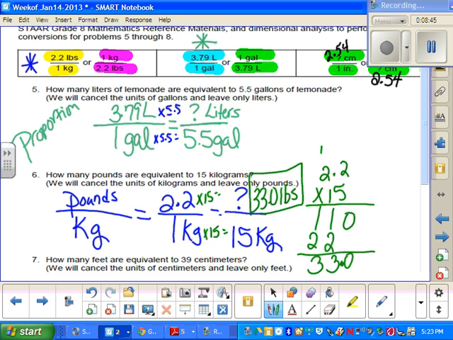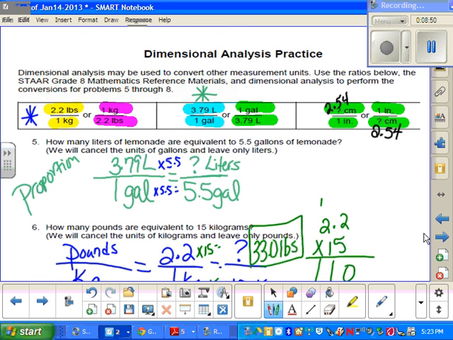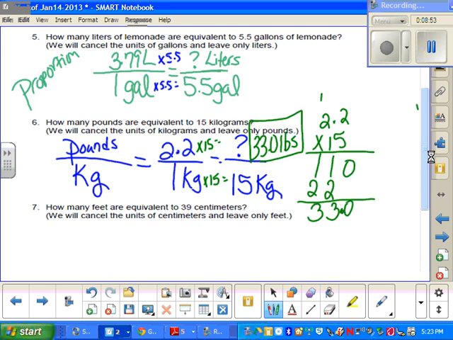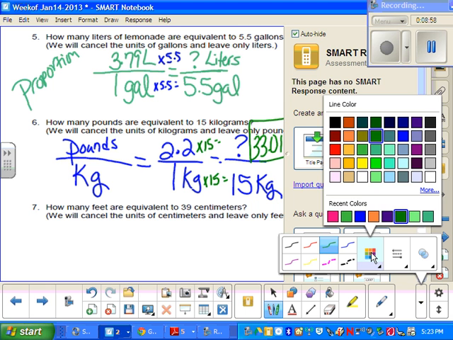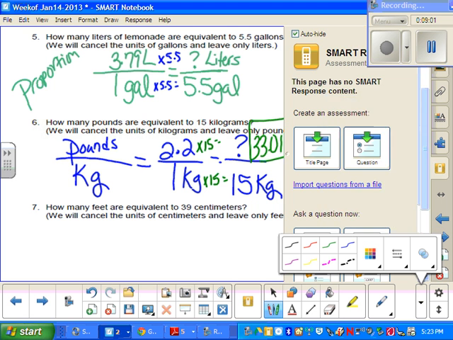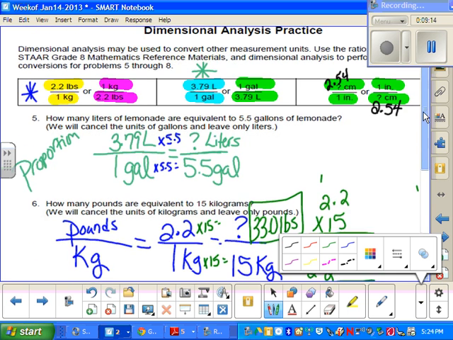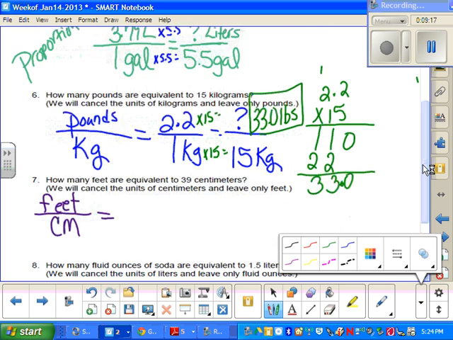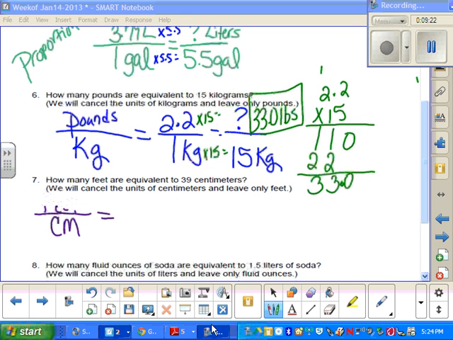All right, moving on to number 7. How many feet are equivalent to 39 centimeters? So we've got feet to centimeters. Setting up our proportion. And it just says centimeters to inches, so we have to think a little bit. We got to really work hard on this one. So we've got to do 2 conversions here.